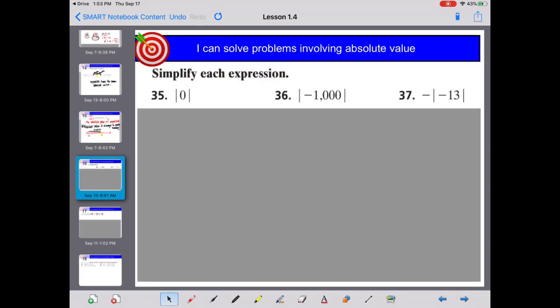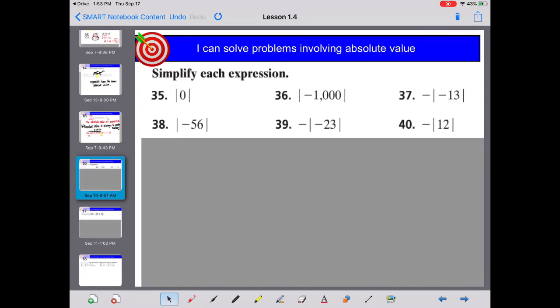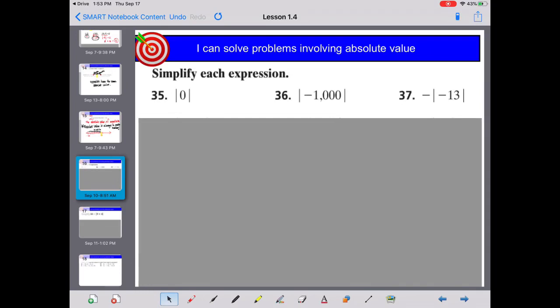All right, so we're going to start rolling through a bunch of examples. In fact, let's pause the video right now and try these 12 problems. Once you're done, come on back and we'll walk through them pretty quickly.